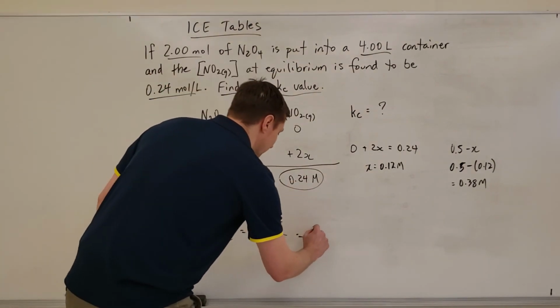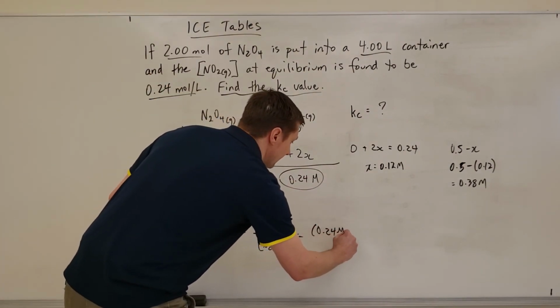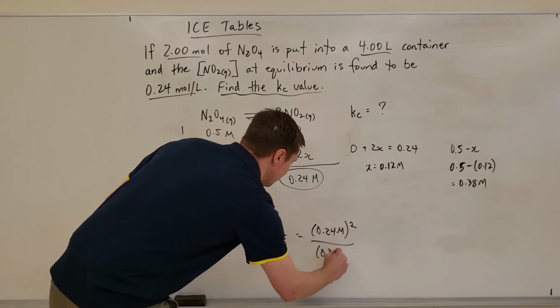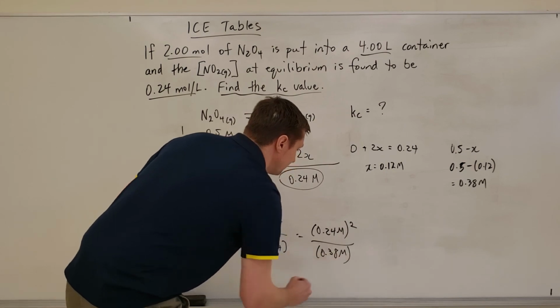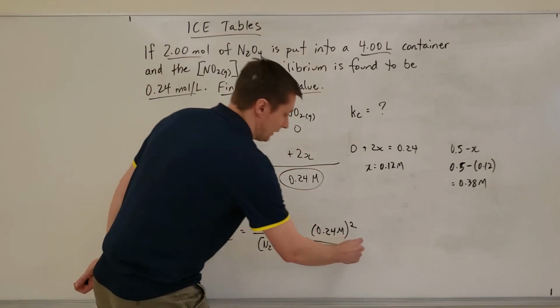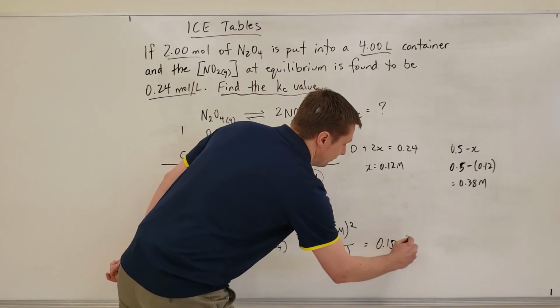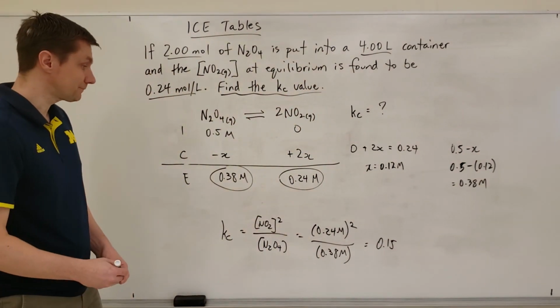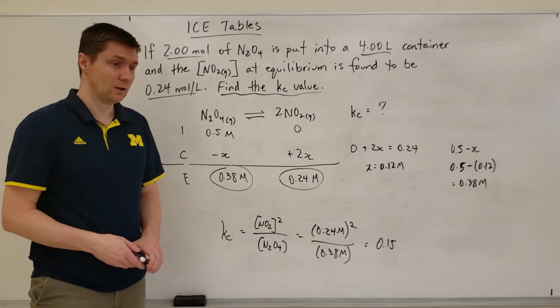So 0.24 moles per liter squared divided by 0.38 moles per liter, and I plug that into my calculator, and you should get 0.15 for your Kc value. And that's how you do ICE tables.